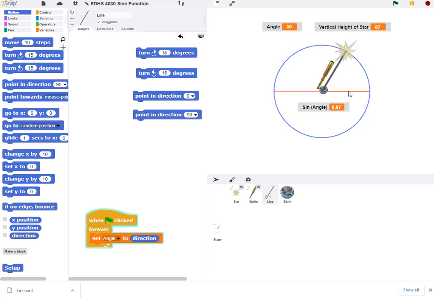Now, the sine function is calculated by dividing the height of the star, from the star down to the red line, by the radius, a line going from the center of the Earth to the middle of the star. In this case the radius is 100, so if you divide the height of the star, which is 87, by 100, then you get the sine of the angle being measured as 0.87.